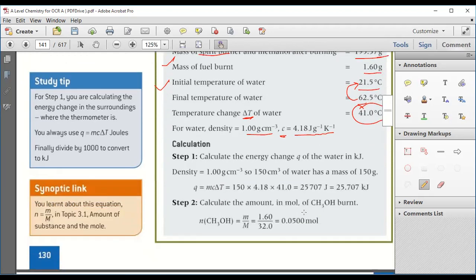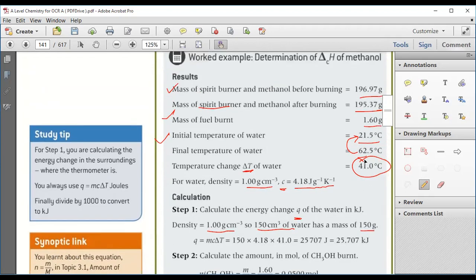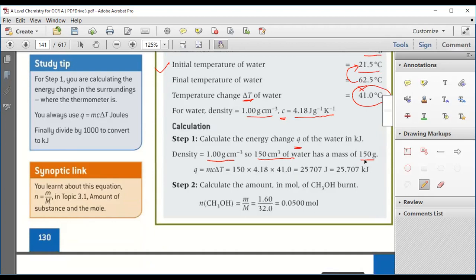No? Okay. Now calculate the energy change Q. You have to find Q of water in kilojoule. Density is 1 gram per centimeter cube, so 150 cm³ of water has a mass of 150 gram. Is that point clear? Density is equal to mass upon volume. So density is 1, volume is 150 cm³, and multiplying, the mass becomes 150 gram.